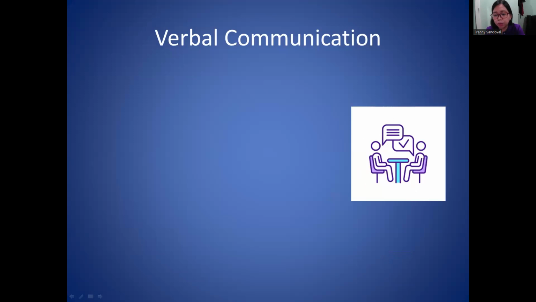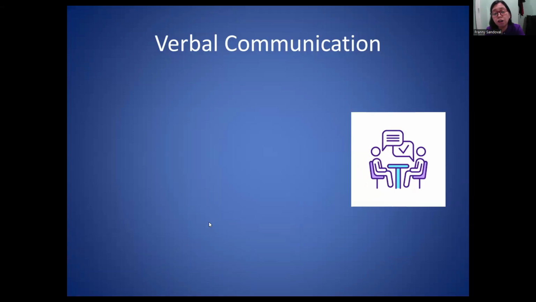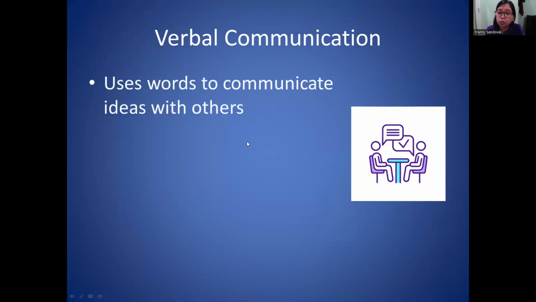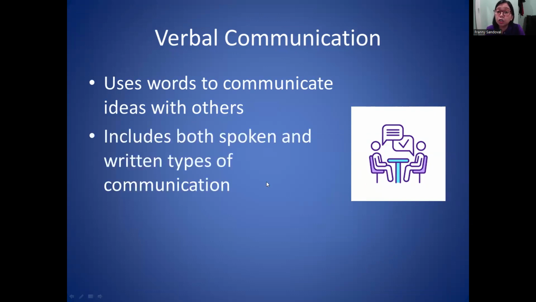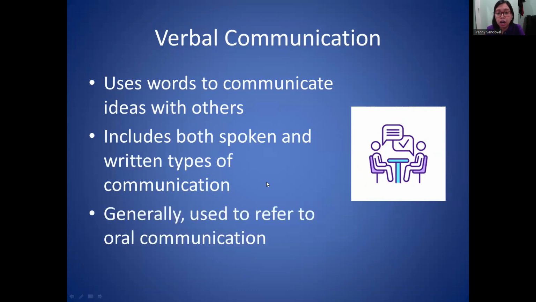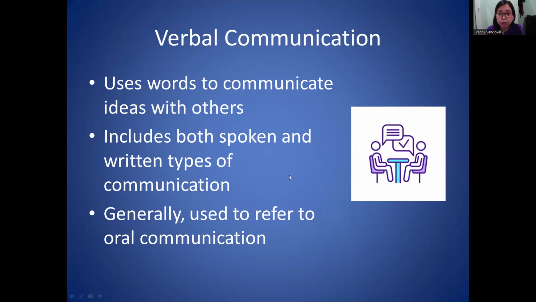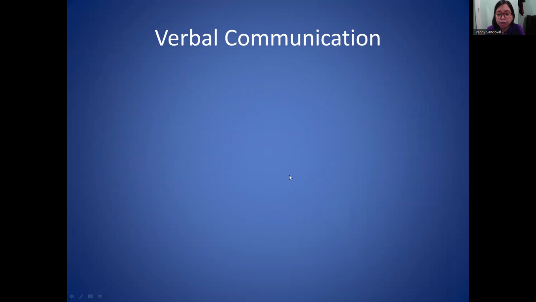Let's begin with the definition of verbal communication. It uses words to communicate ideas with others. It includes both spoken and written types of communication. However, generally, it is used to refer to oral communication. So oral communication. So let's have this example.